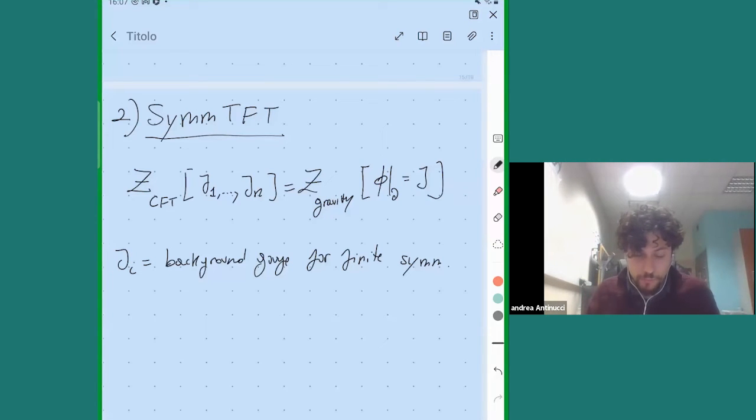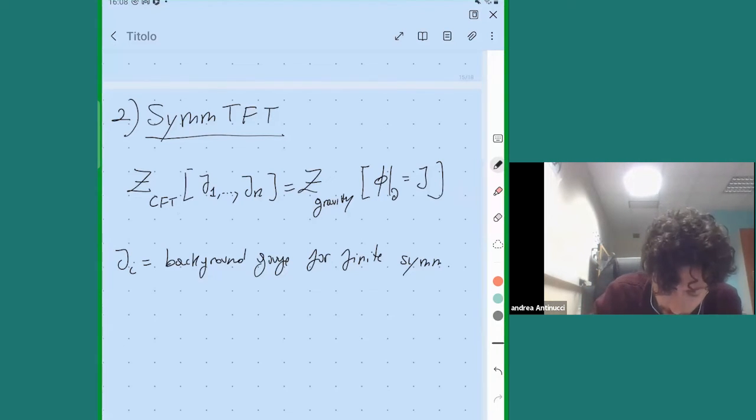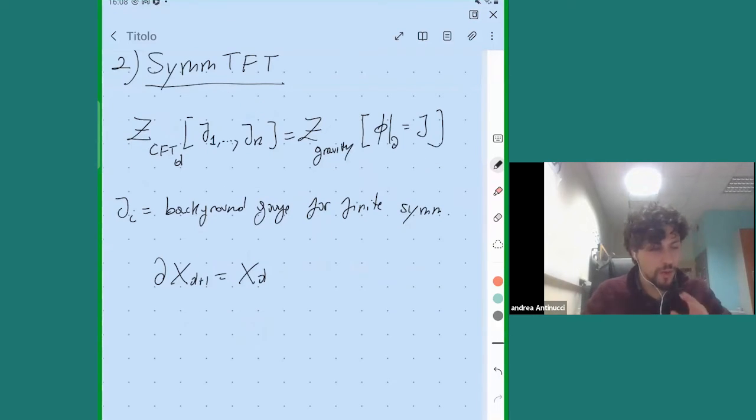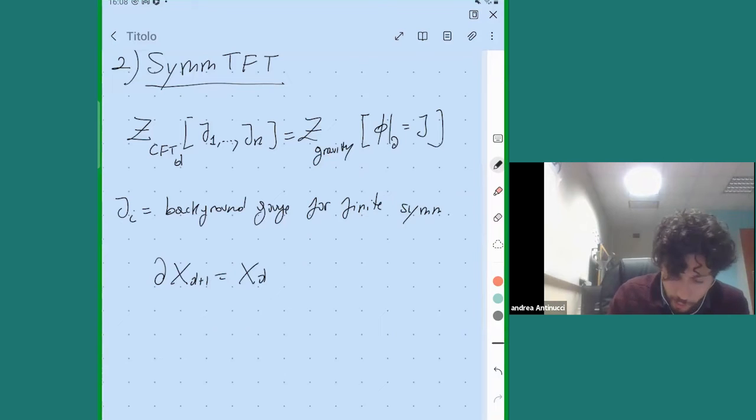So I take all the background gauge fields for my finite symmetries. I extend this background field to a d+1 dimensional bulk, so this is a CFT_d, and I extend it to a d+1 dimensional bulk. And then I make the sources dynamical. And this is something that fortunately I can do for discrete symmetries. I want to be concrete and consider the example of, let's say, 4D Yang-Mills, but you can consider super Yang-Mills, and this will be important.